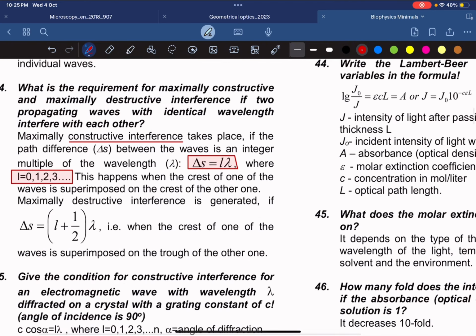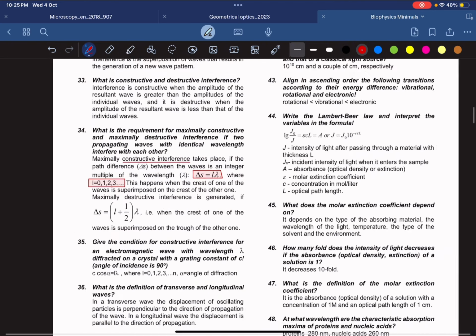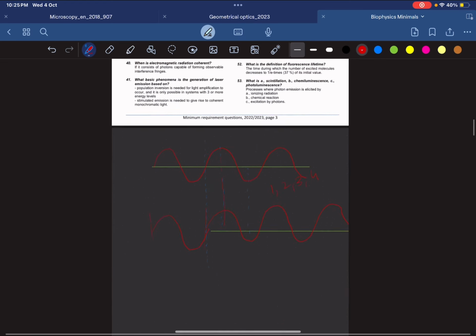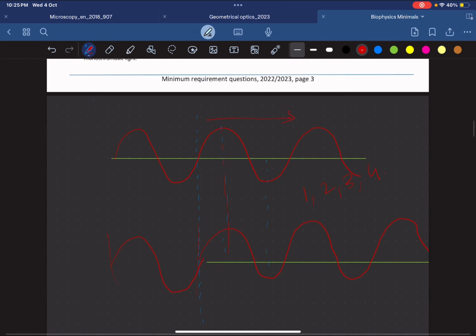Path difference should be L lambda, lambda being the wavelength, of course. This is the wavelength, basically one cycle. So L lambda, and I hope you understand that. Now for destructive interference, we have the formula right here. Delta S is equal to L plus half lambda.